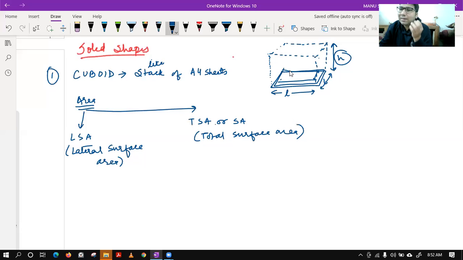What is lateral surface area? Lateral means the sides. That means you have to exclude the top and bottom. So in this case, lateral is 4 sides or walls. And what is total surface area?